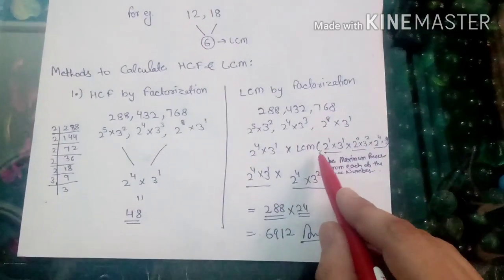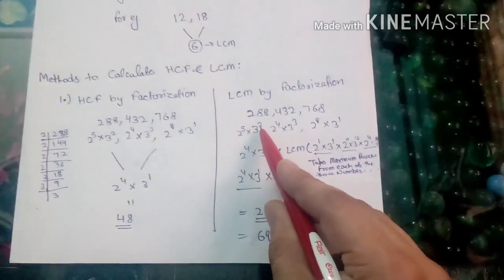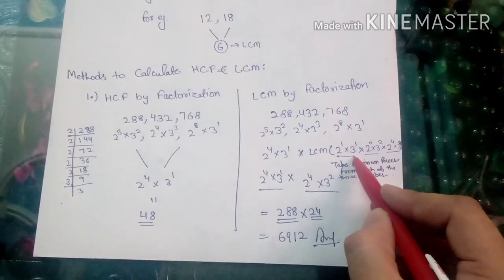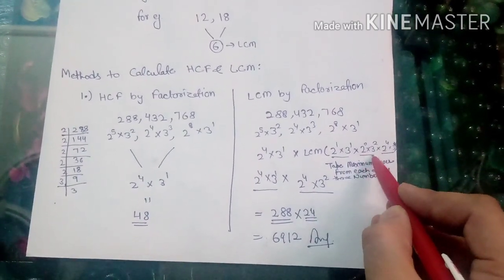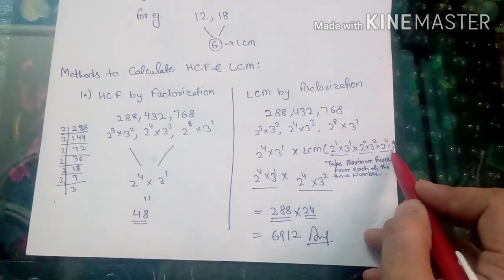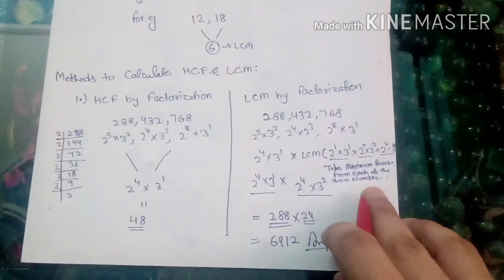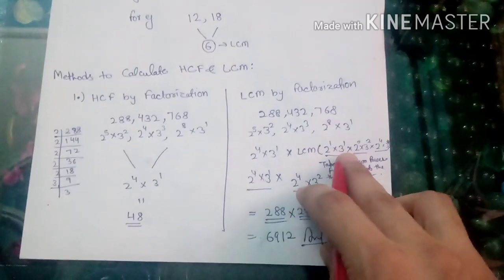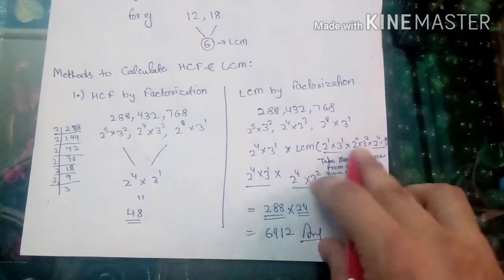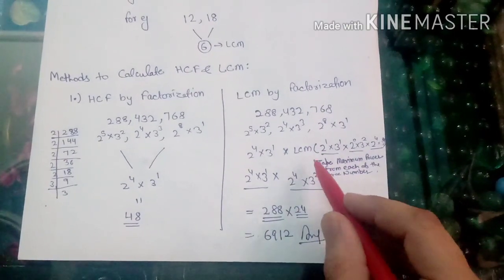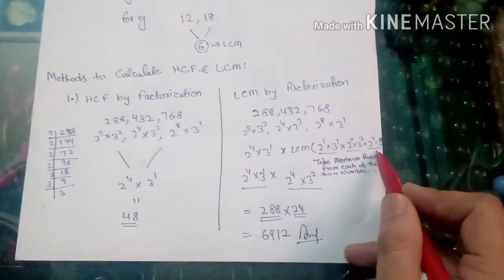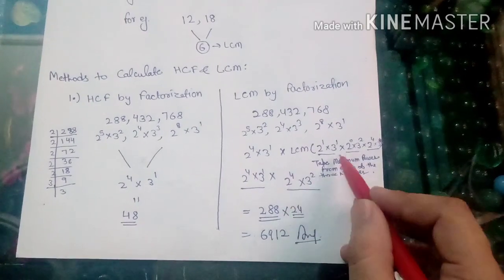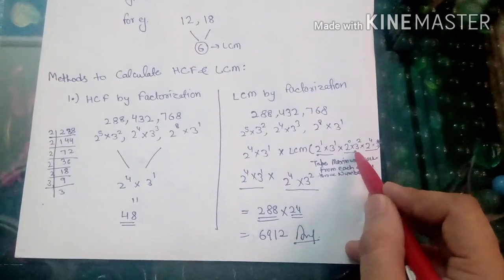Now we have to take the LCM of the remaining numbers: 2 to the power 5, 3 to the power 2. So 2 to the power 4 and 3 to the power 1 is taken out. The remaining is 2 to the power 1 and 3 to the power 1. Same for the others: 2 to the power 0, 3 to the power 2; and 2 to the power 4 and 3 to the power 0 remaining. Now you have to take the maximum power of 2 and the maximum power of 3 from the remaining numbers. You will see 2 to the power 1, 0 and 4, so 2 to the power 4 is the maximum. So you take out 2 to the power 4, and 3 to the power 2 is the maximum power of 3 here.